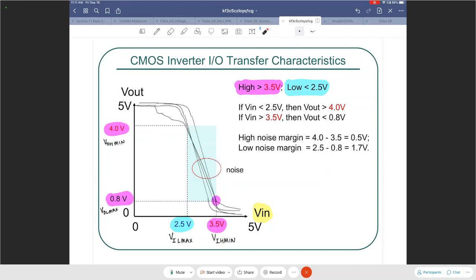I'm confused. What makes 3.5 volts input high minimum? Because we are given that. So you would have to be given those two things. Now, from those two things, you can use the graph to get the other two things. And once you have the four things, you can do the subtractions appropriately.